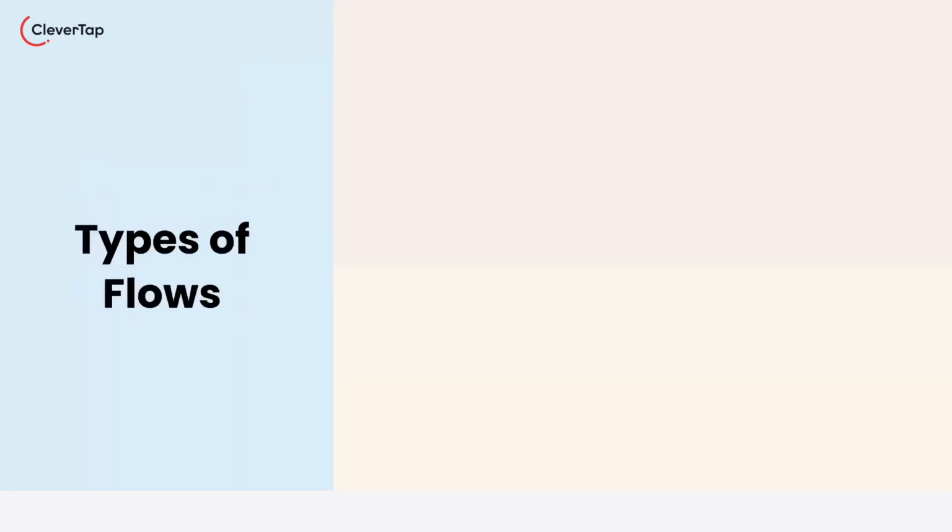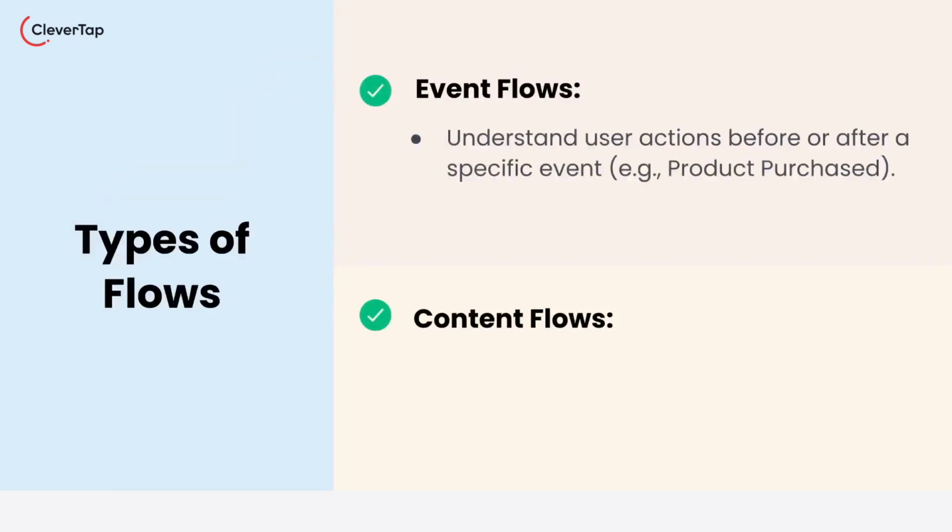There are two types of flows analysis you can perform: event flows and content flows. Event flows provide information on actions carried out by users before or after performing an event. For example, what actions users performed after or before performing the product purchased event.